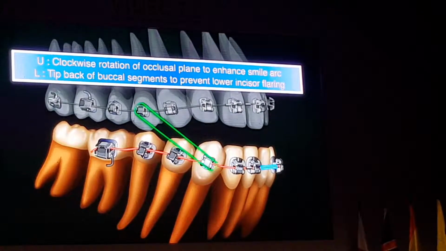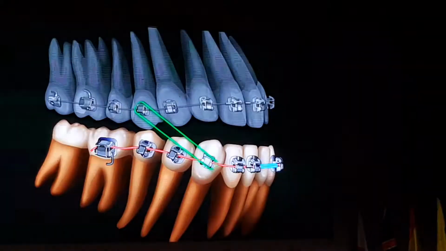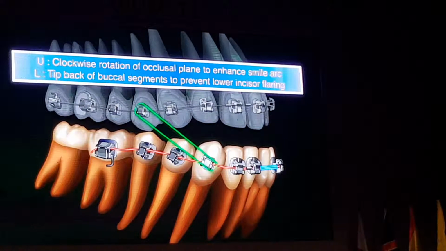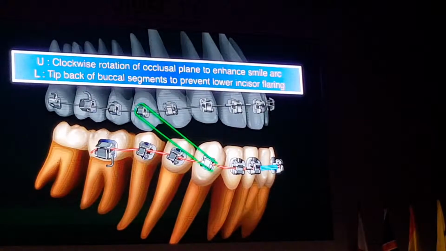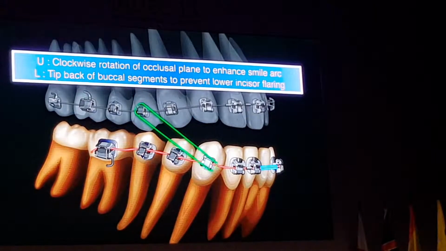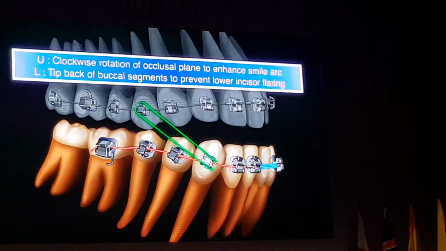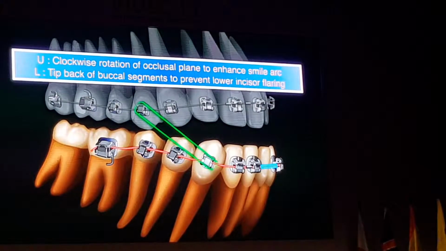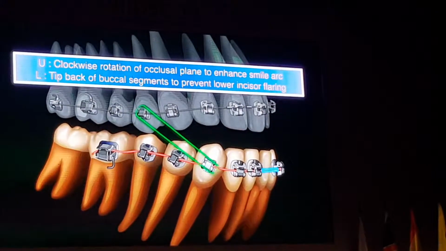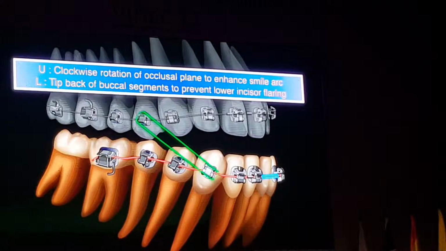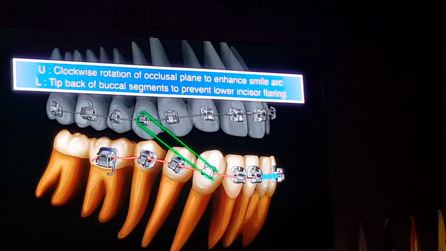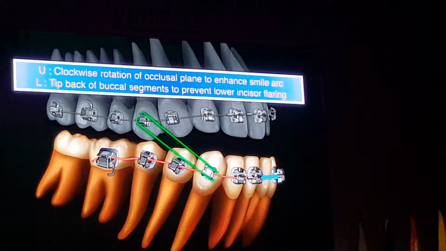So with this light class 3 elastics, it will have clockwise rotation of upper occlusal plane, which will help you to enhance the smile arc. And on the lower arch, it helps you to tip back lower buccal segment to prevent lower incisor flaring.